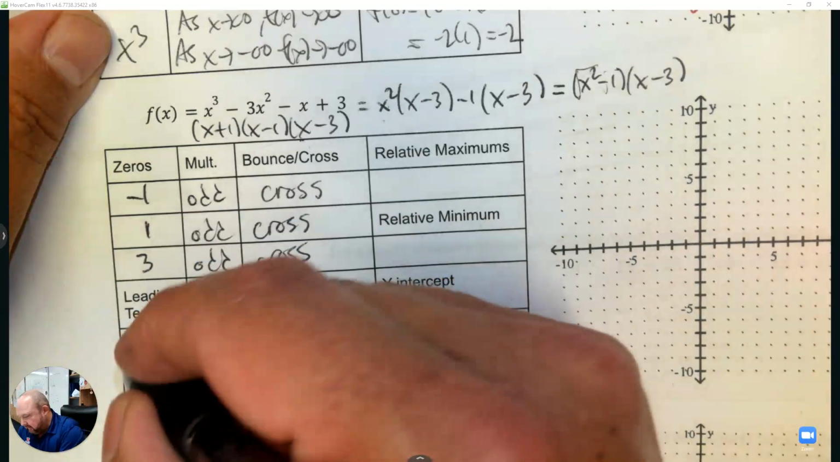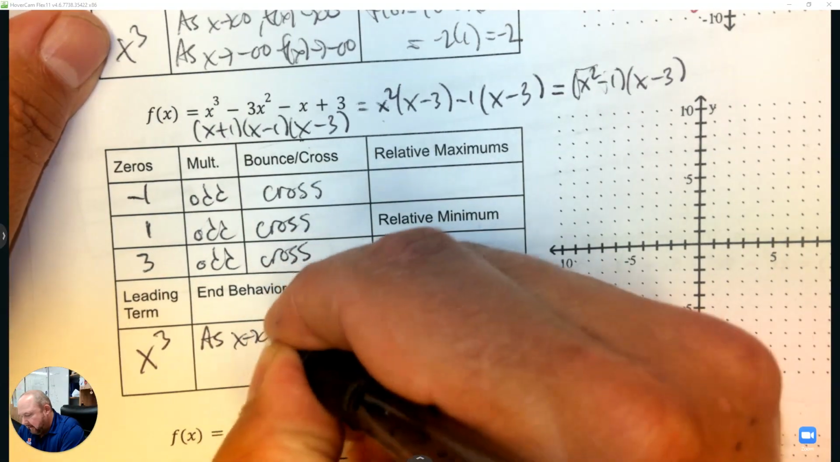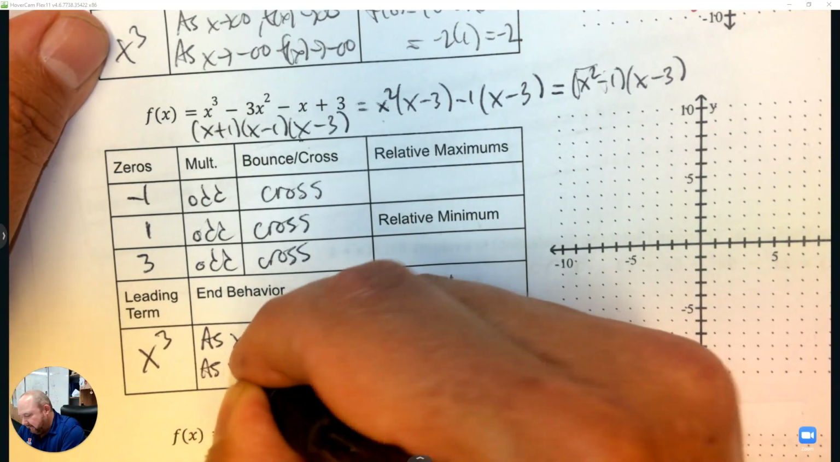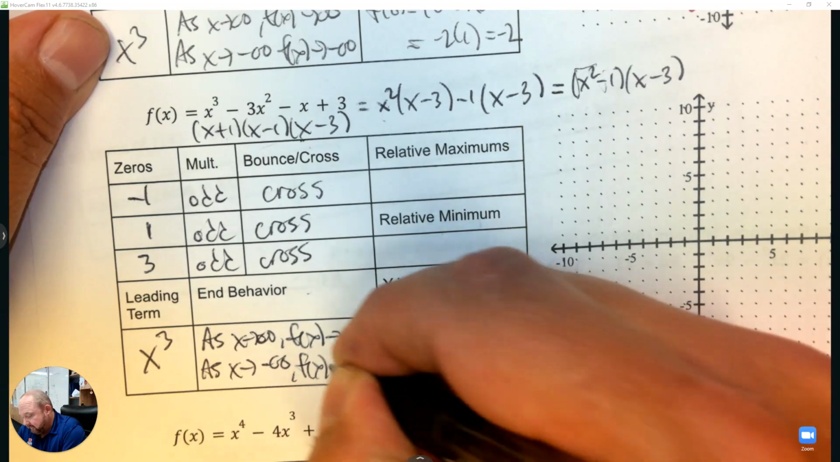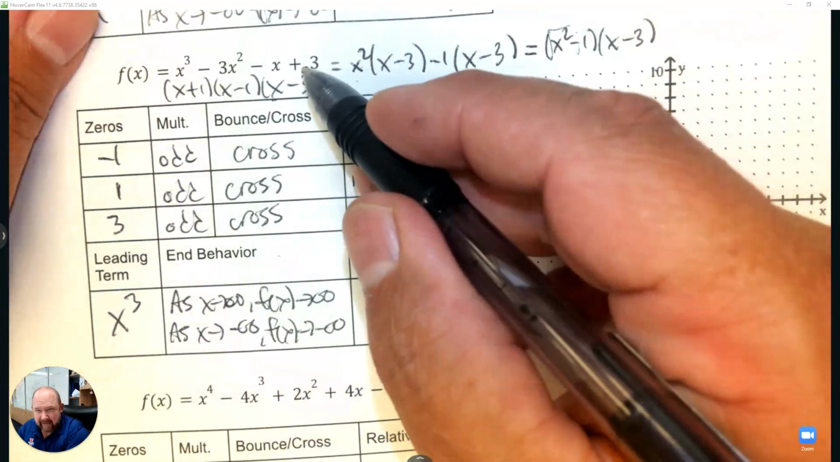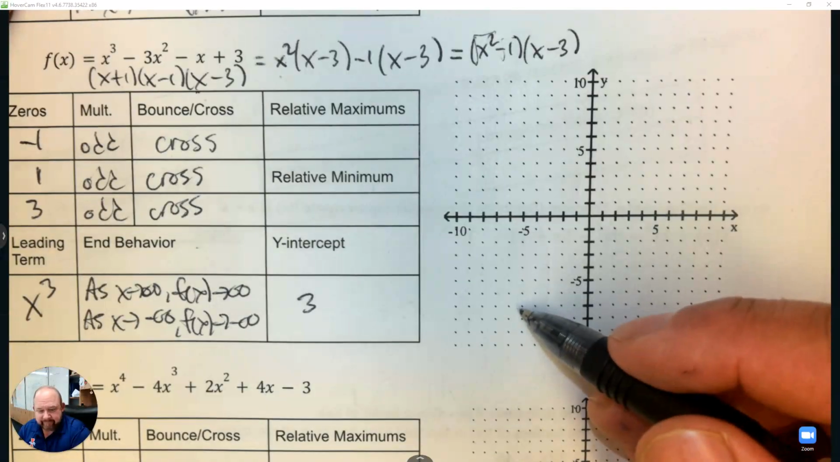The leading term is x cubed, which means it's going to go up to the right. And then as x approaches negative infinity, the left-hand direction, it's going to go down to the left. The y-intercept is always that last number, which is 3. This last one we'll save for the end.